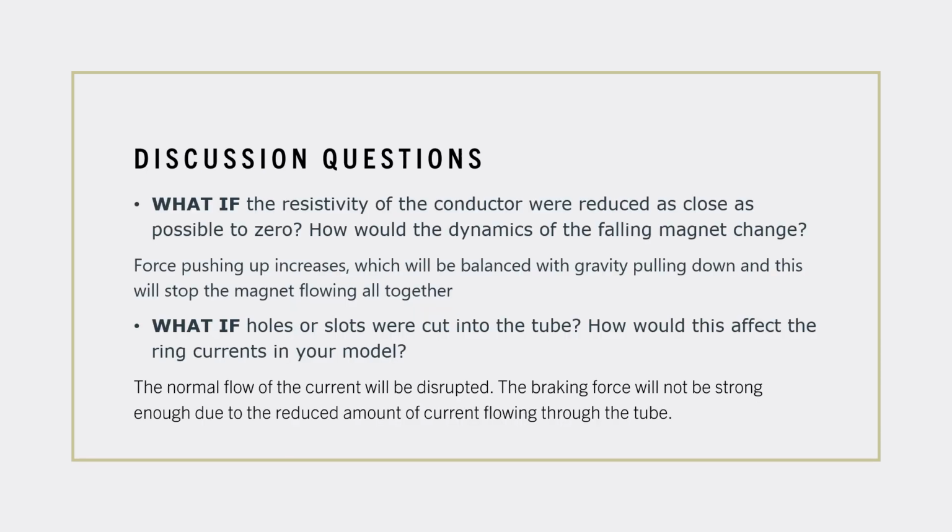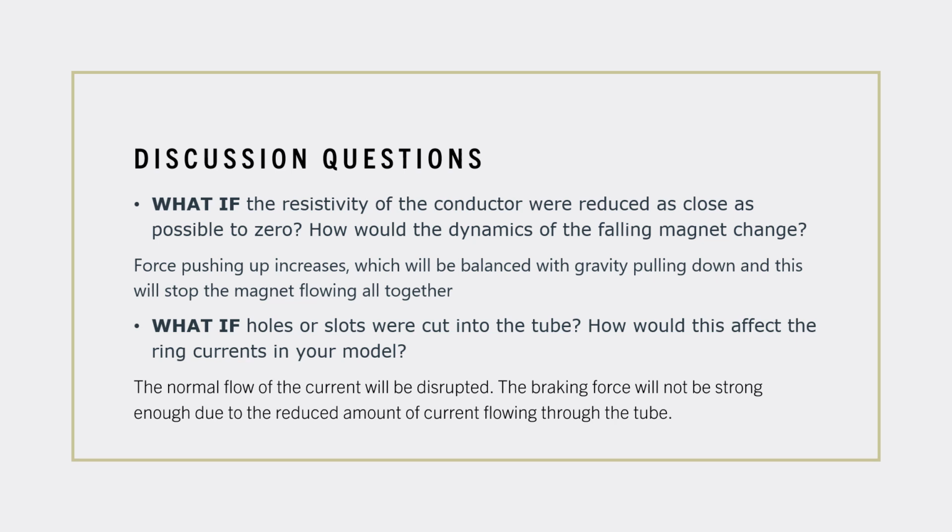To finish up, we have our what if questions. What if the resistivity of the conductor were reduced as close as possible to zero? And how would the dynamics of the falling magnet change? This means that when the resistivity goes to zero, the forces pushing up will increase, which will be balanced with the gravity pulling down, and then this will stop the magnet from falling altogether.